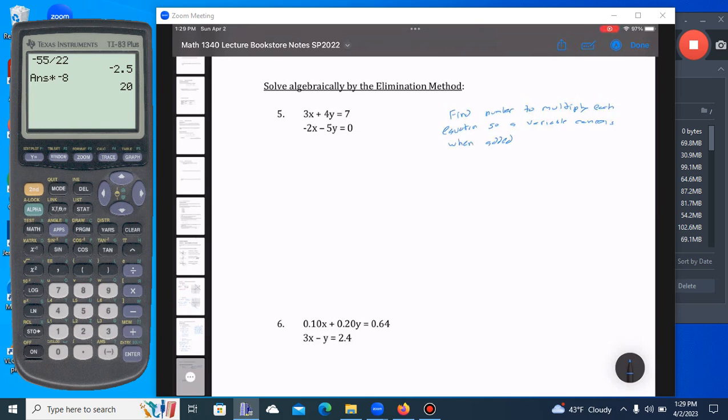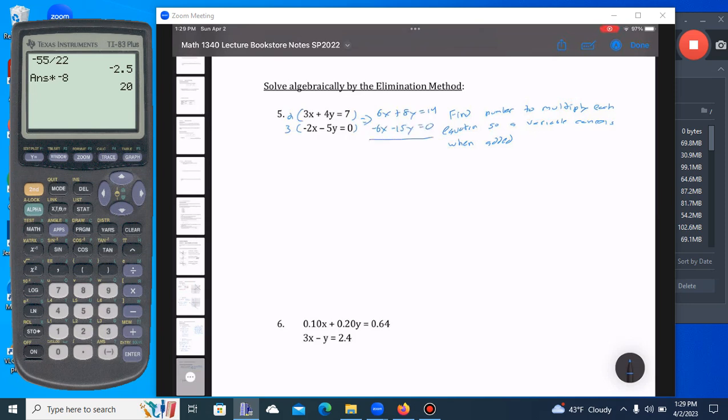Here we see we could multiply the top one by 2 and the bottom one by 3, and your x's will cancel. Or you can multiply the top one by 5 and the bottom one by 4, and your y's will cancel. Doesn't matter which one. Both of those would be kind of easy. I would assume, though, multiplying the top by 2, bottom by 3 is the easiest one. So when we do that, we get 6x plus 8y equals 14, and negative 6x minus 15y equals 0.